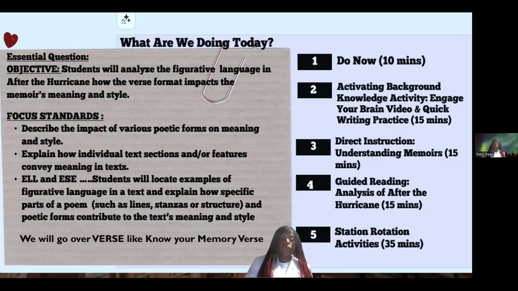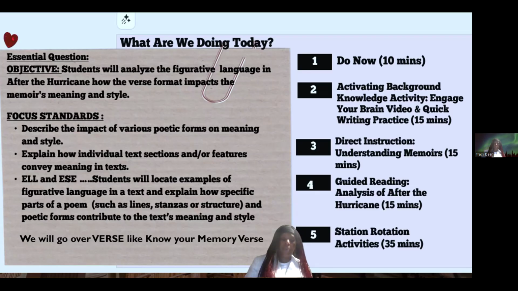We're going to talk about how the verse impacts the meaning and style a little bit. We're going to describe impacts. We're going to be able to explain how individual text sections convey meaning in text. We're going to locate examples of figurative language in the text. We're going to talk about lines, stanzas, line breaks, rhythm if we have any, meter if we have any, and we also go over verse.